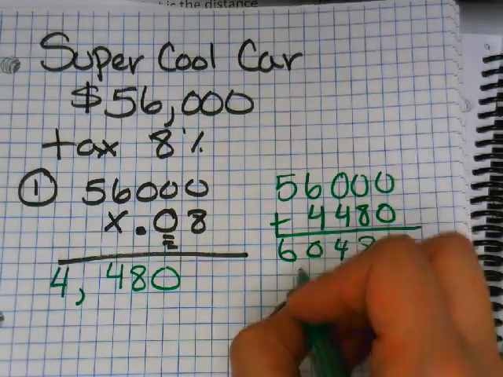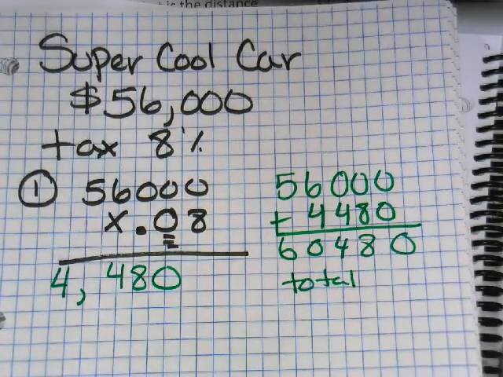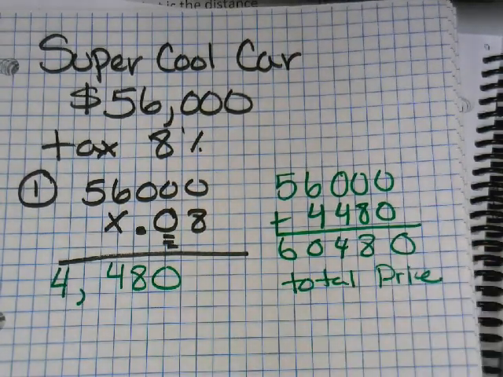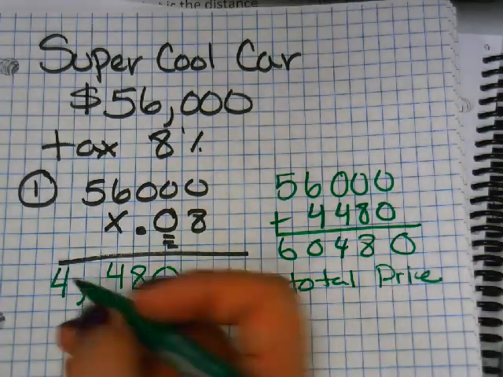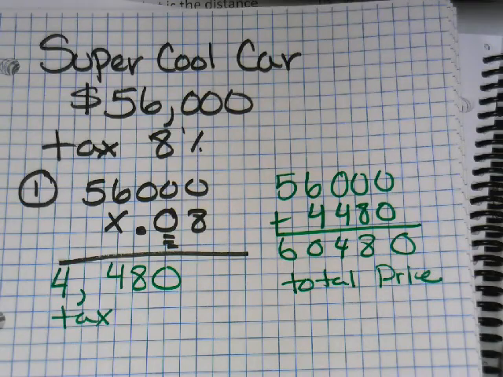This is your total. What do we call it? Total price. Total cost. This is just your tax. You're going to pay an additional $4,000 just in taxes.